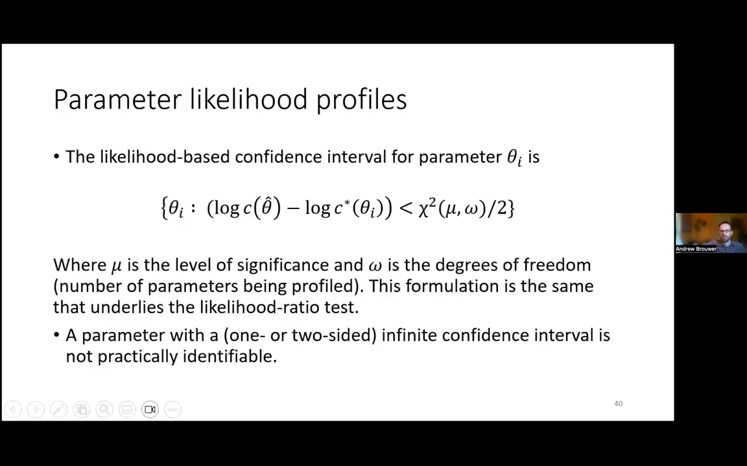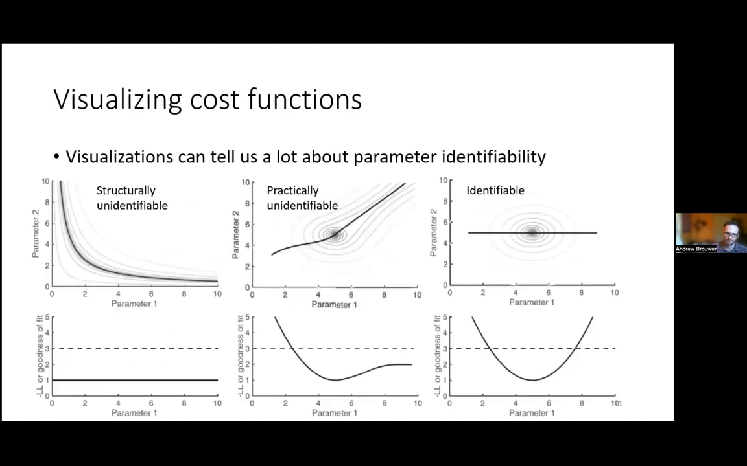But we can define a likelihood-based confidence interval for that parameter using a chi-square distribution. Given the time, I'm not going to go into this too much, but this is quite related to the likelihood ratio test. And in general, we're going to say that a parameter is not practically identifiable if it has an infinite confidence interval. And so what that looks like here is, on the left, we have structural unidentifiability. All values along the profile are such that your parameter of interest is being traded off with other parameters to continue to perfectly fit the data, or have the same best fit, rather.